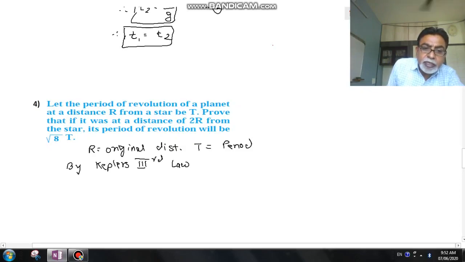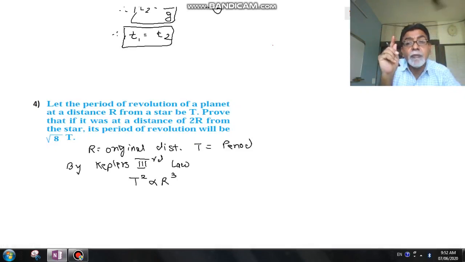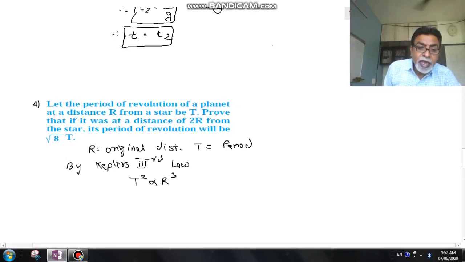काय सांगतो केपलरचा थर्ड लॉ? आठवत तुम्हाला? t square is directly proportional to what? r cube. The square of time period of revolution is directly proportional to the cube of the mean distance of the planet from the star. Okay, and therefore from this we can say that t square is equal to k into r cube, where k is a constant of proportionality that you know.